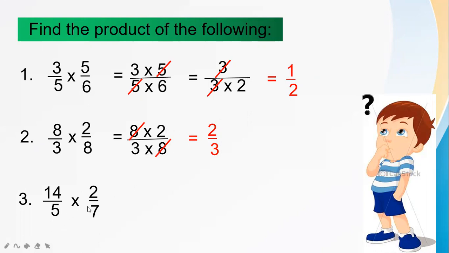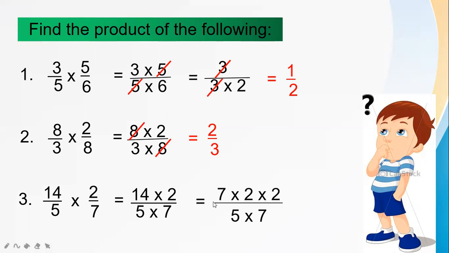Next, we have 14 over 5 multiplied by 2 over 7. And again, you multiply numerator to numerator, denominator to denominator. So we have 14 times 2, 5 times 7. Then after that, you get the factors of 14. The factors of 14 are 7 times 2. Then we copy 2. Then 5 and 7 multiply, so copy 5 and 7.